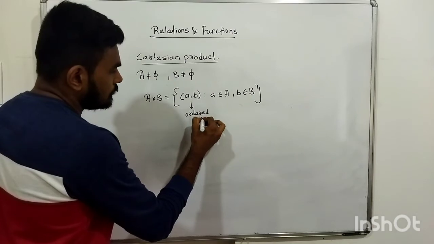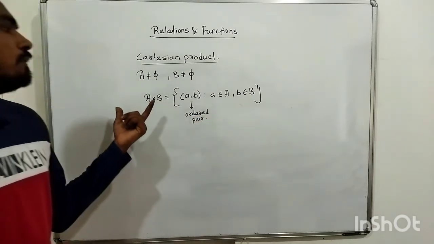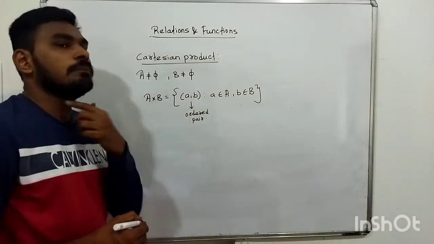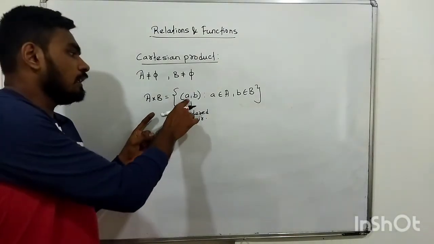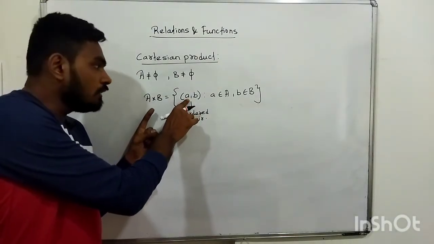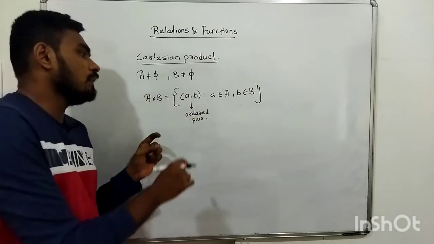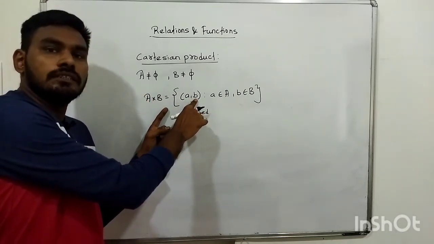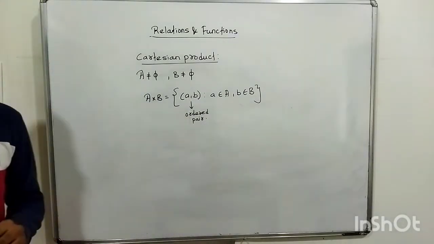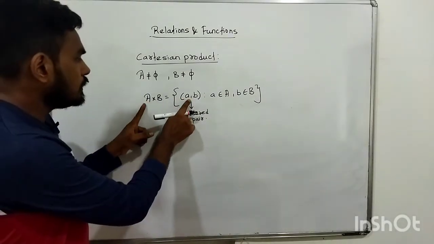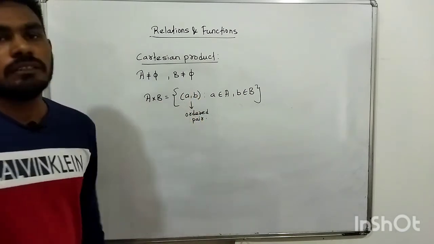So first of all, from this you came to know that it is the set of all pairs of elements from A and B, and ordered means what? This element a should always be from A, and this element b should always be from B. This must be from the first set, this must be from the second set, that you have to remember.